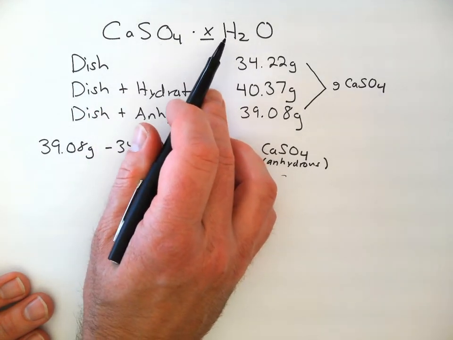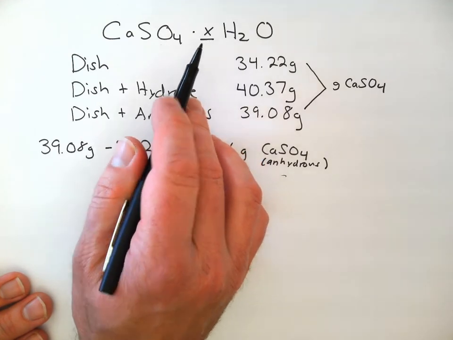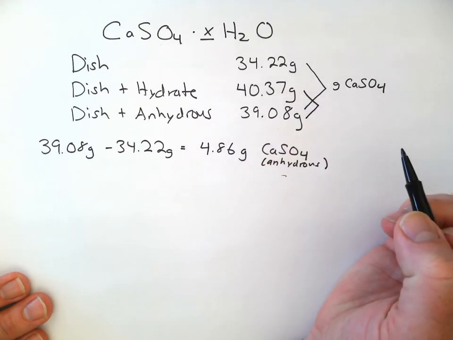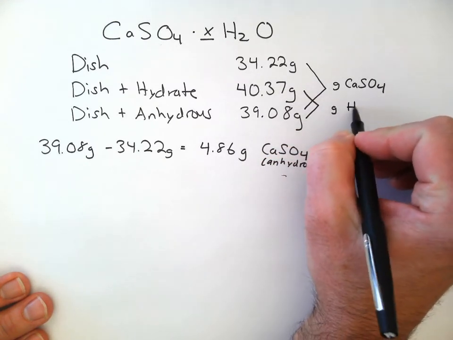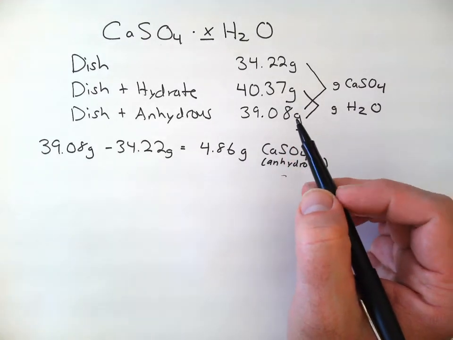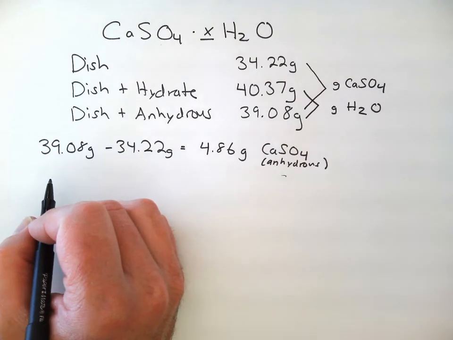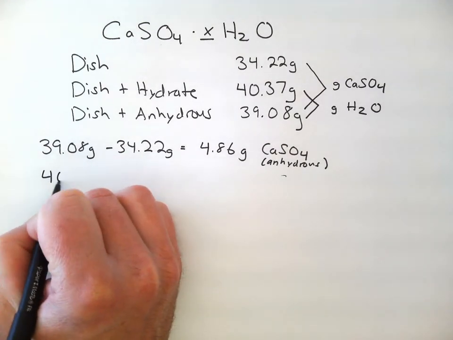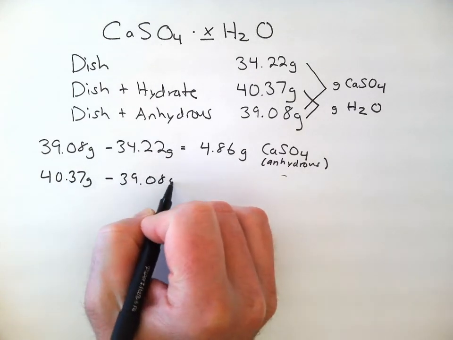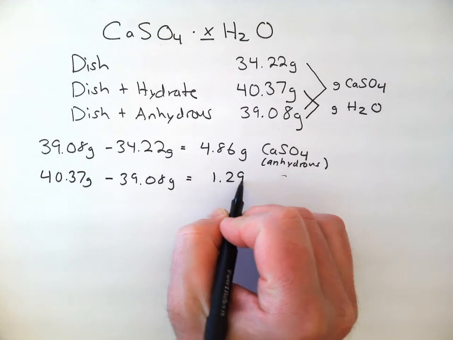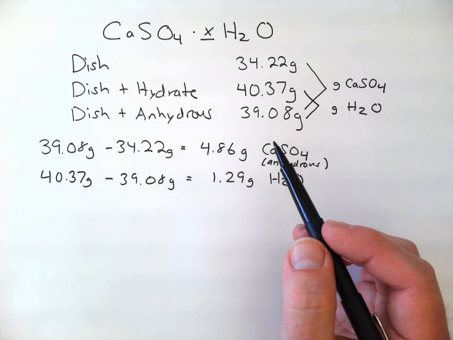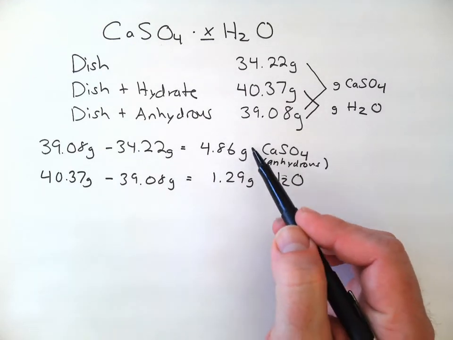To get the mass of the water, we have to do another subtraction. And that is the subtraction of what it weighed before with what it weighs at the end. The mass went down during heating because the water was driven off, and so simply subtracting those gets us where we need to be. So let's do that. 40.37 grams minus 39.08 grams gives me 1.29 grams of water. Okay. So I've got both masses, of the anhydrous and the water.